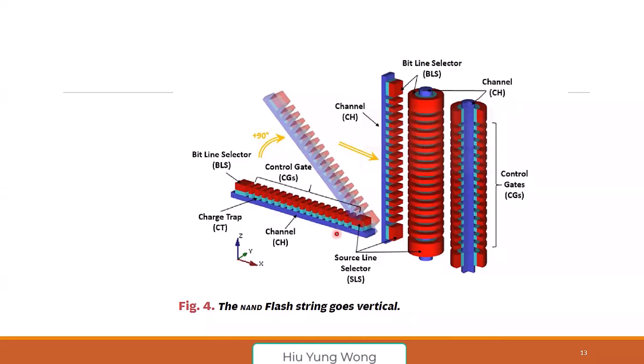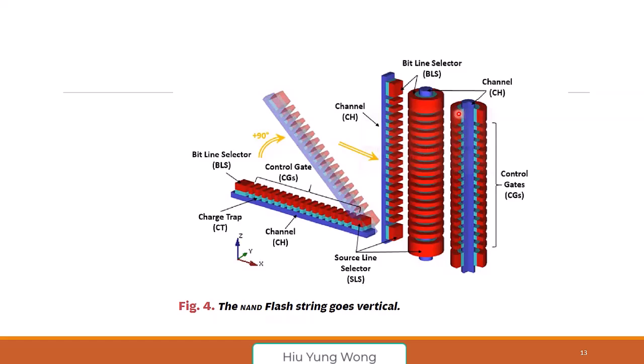Well, how do you make it 3D? Just pictorially, you just rotate it and then it becomes 3D. Nothing wrong with this one. The only problem is how are you going to make this? It's impossible, so people came up with an idea: let's make it symmetrical. So in a real 3D NAND, it's the same, but it is symmetrical.